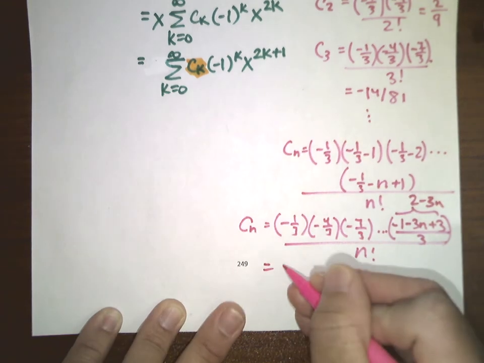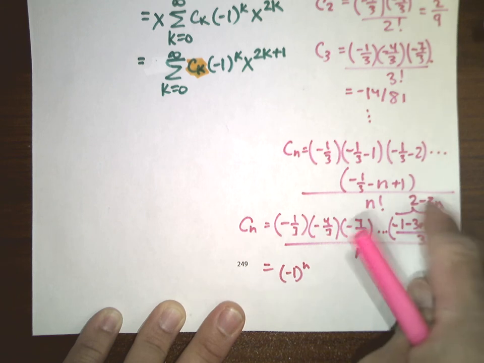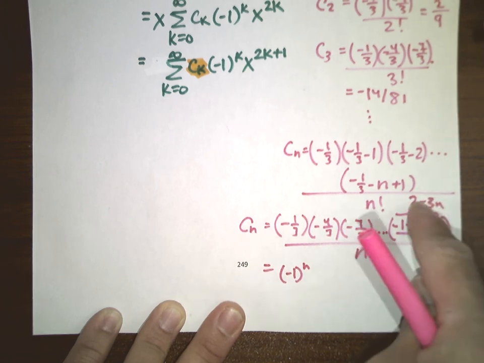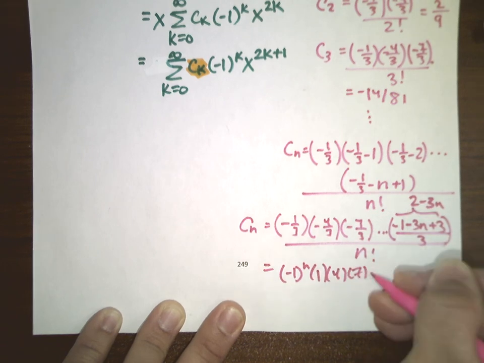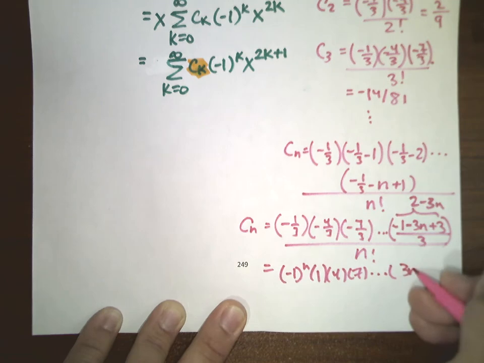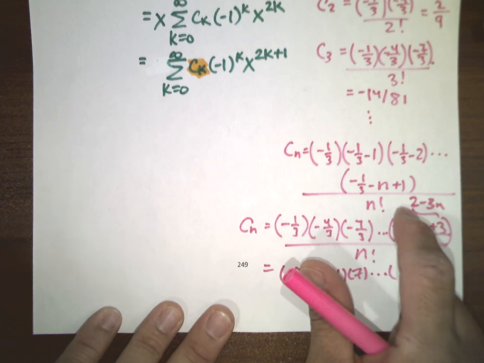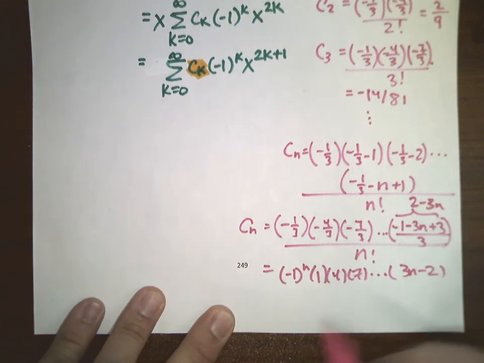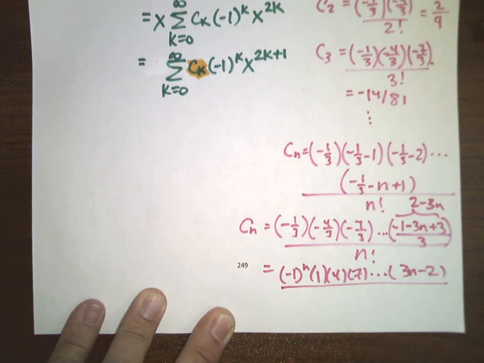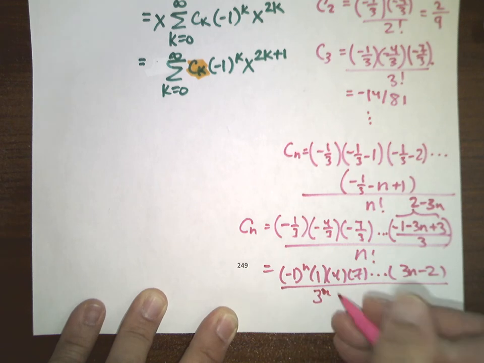So what do we have? We have negative 1 to the n, and then out of here we have every term of this factor. So we will have times 1, times 4, times 7, all the way to 3n minus 2. Again, I factor negative 1 out of every term of this factor here, and I'm going to rewrite this so that it's 3 to the n in the denominator, so 3 times 3 times 3 all the way to the n power, and then all over n factorial.